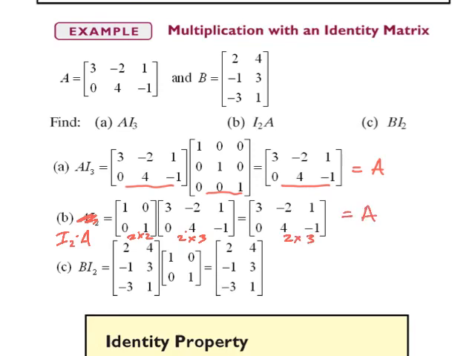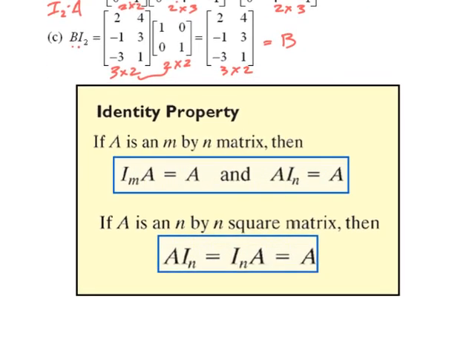Once again, A. And the last example, which is your B matrix times your identity 2. So this is a 3 by 2 times a 2 by 2. So your result is a 3 by 2, which is B. So that leads us to properties of identity, which says if A is an m by n matrix, then the multiplication of that matrix by an identity matrix will return A, or an m by n square matrix.